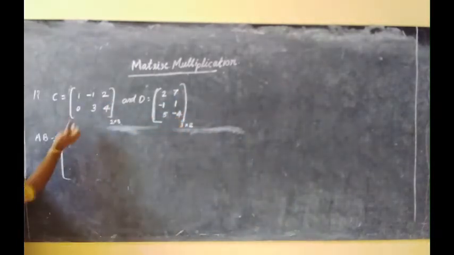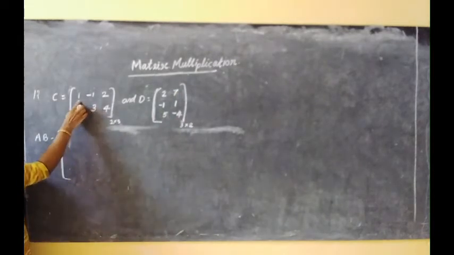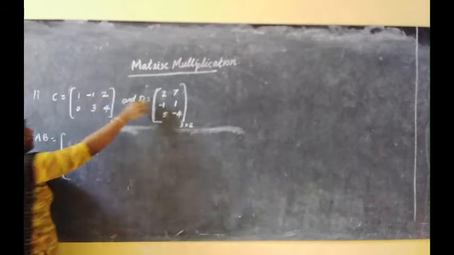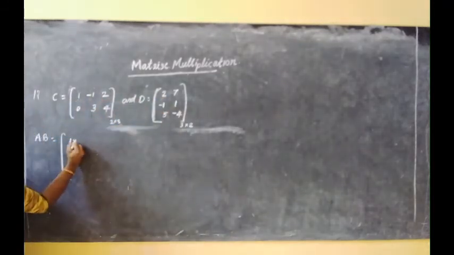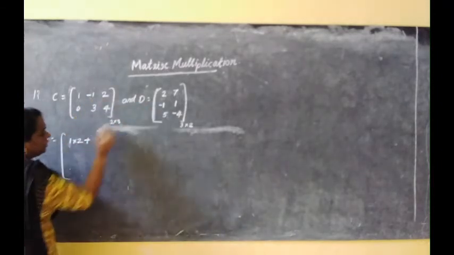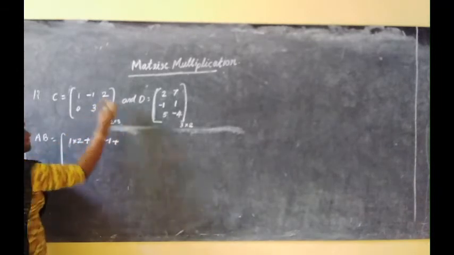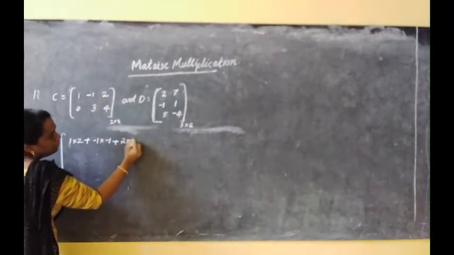Okay, now let's see the multiplication. First row. What is the first element in the first row? A11. 1. 1 into 2. Plus. Next element minus 1. Minus 1 into minus 1. Plus. The next element is 2. 2 into 5.